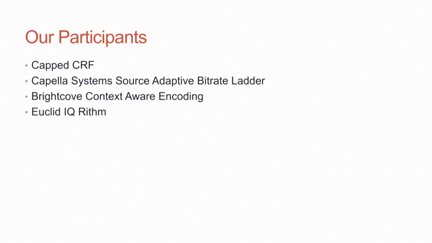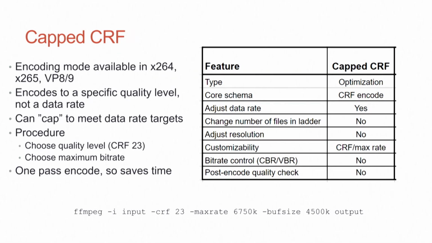So here's our participants. CapCRF is in encoding mode, available in X.264, X.265, and VP8 and VP9. And what CRF does, constant rate factor, is it encodes to a specific quality level, not a particular data rate. So if you apply a CRF value of 23, FFmpeg will encode to a CRF value of 23, which is a specified value. If it's a hard to encode clip, the data rate will be up here. If it's an easy to encode clip, the data rate will be here. And you can specify a cap because the video data rate has to be capped, otherwise it won't stream reasonably.